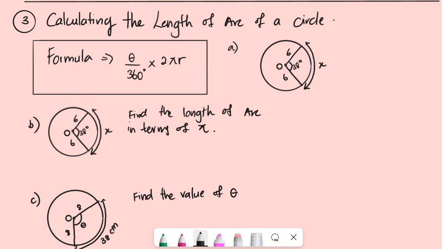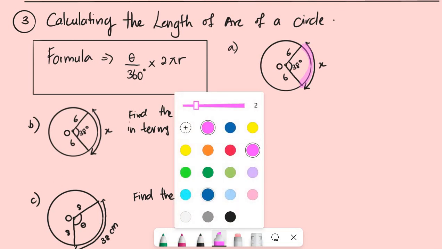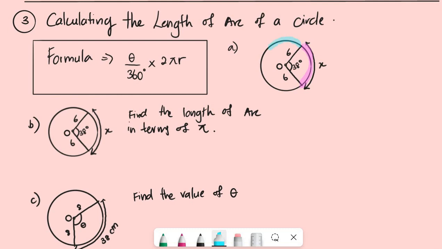So let's look at the first question. They asked me to find the length. Now, another thing before I proceed any further: this is the smaller arc, and this would be the major arc. A quick fact: the major arc plus the minor arc equals the circumference. This is one thing that you should know.